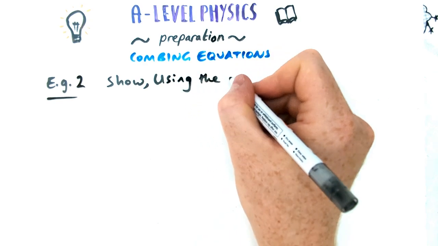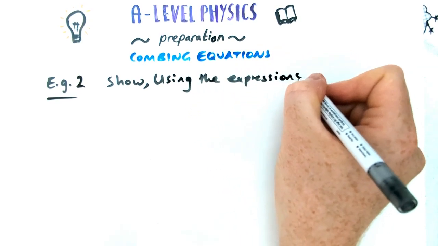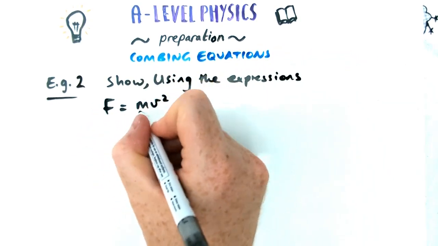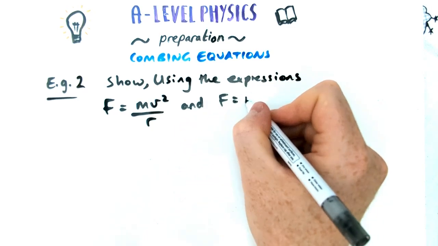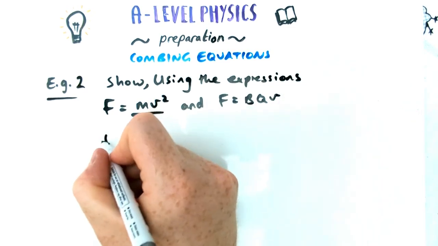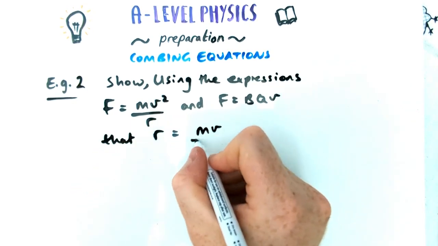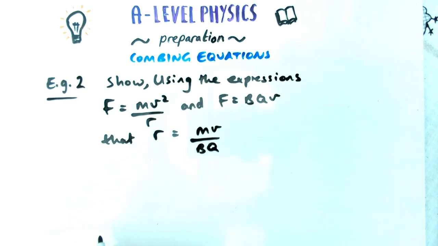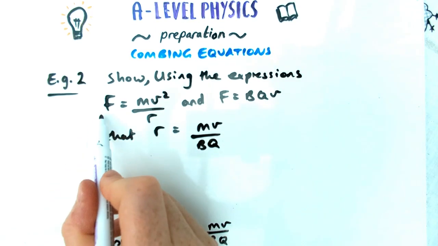It says show, using the expressions F equals mv squared over r and F equals bqv, that r equals mv over bq. So b and q do have meanings, it's all to do with particle accelerators. This equation works with circular motion, but we don't need to worry about that for the time being. But this time they give us an answer. This will happen quite a lot at A-level, but you've got to show how to get there.